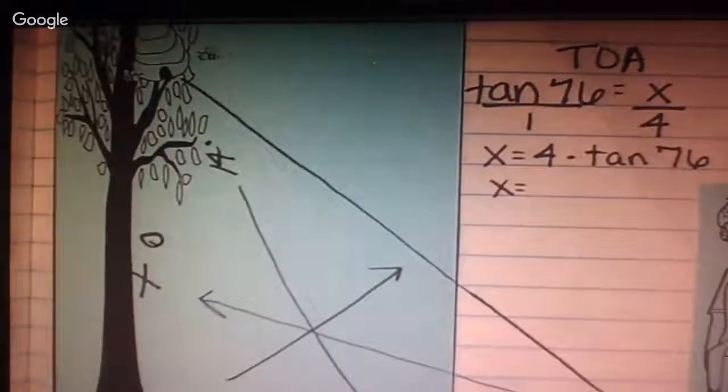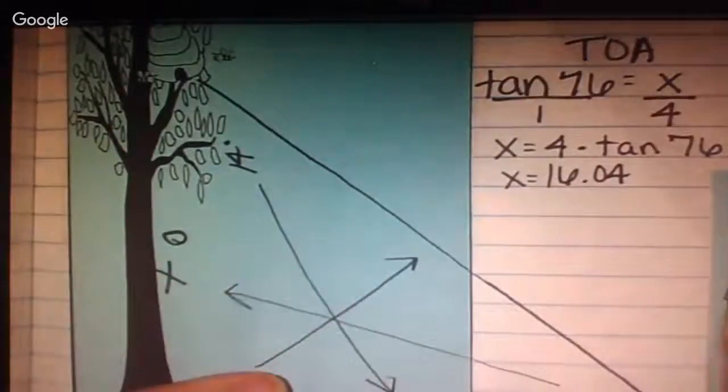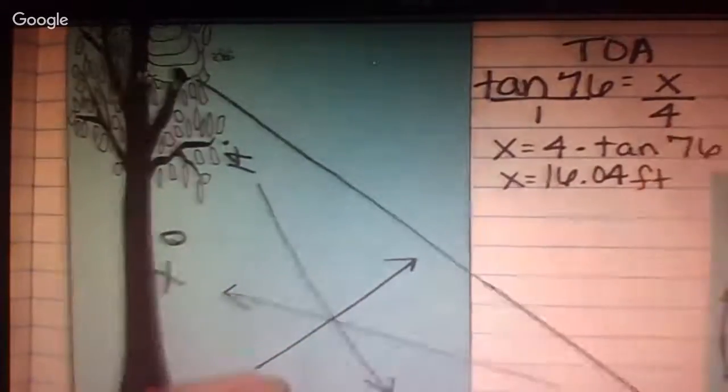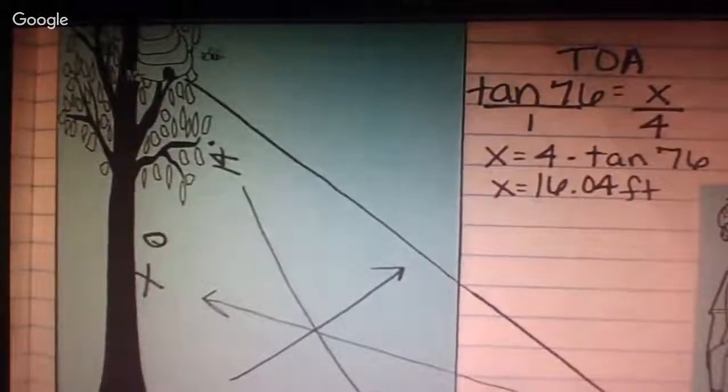What did we get when we plugged this in? 16.04. And this should be in feet. Do you have to write them? I mean, they're going to give you answer choices, but any type of word problem, you should always have a unit with it.